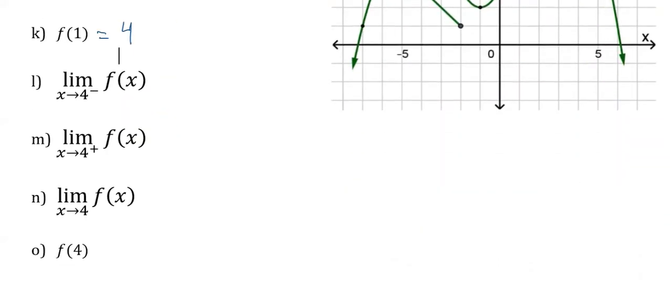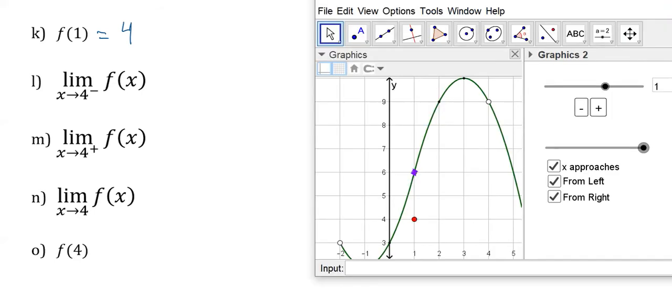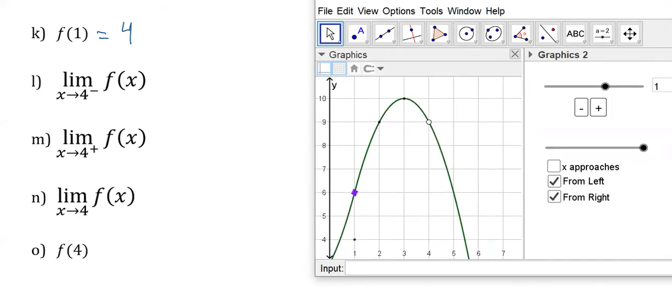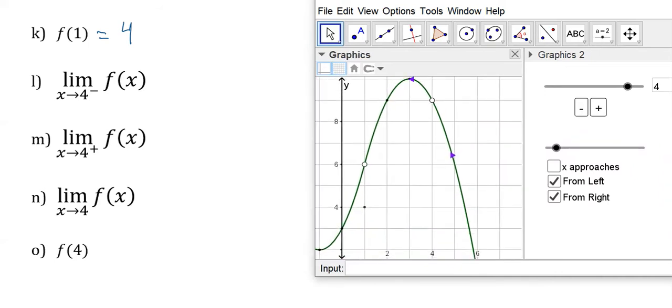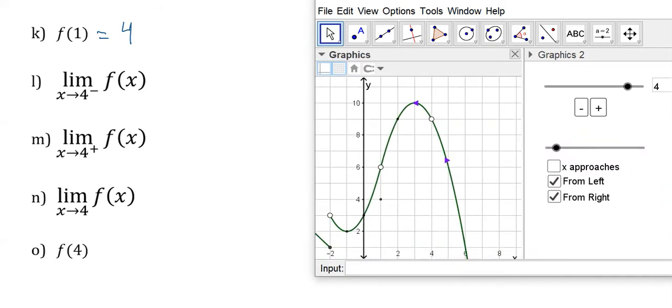So the last one that we're going to do here is positive 4 from the left, positive 4 from the right, the limit as x approaches 4 of f(x), and f(4). I'm going to go back to our diagram here, and you'll notice what's happening. So here's 4. What value is it approaching from the left and from the right? 9, very good. Okay, we follow it over and we say it's approaching 9.